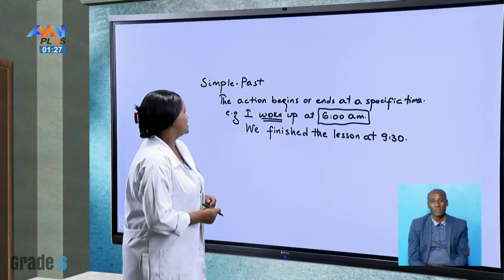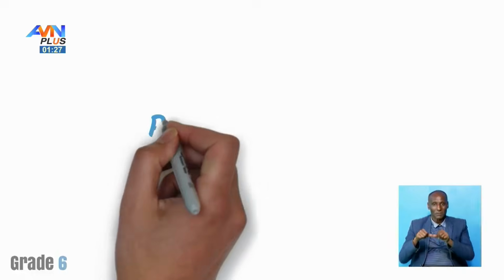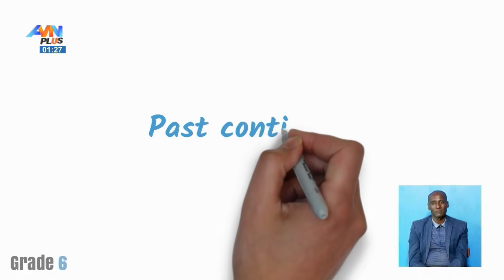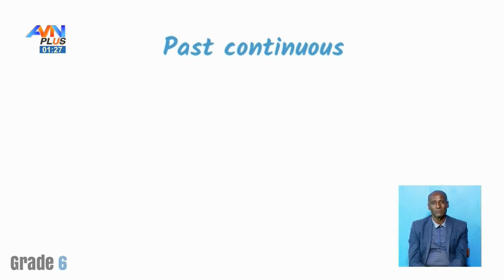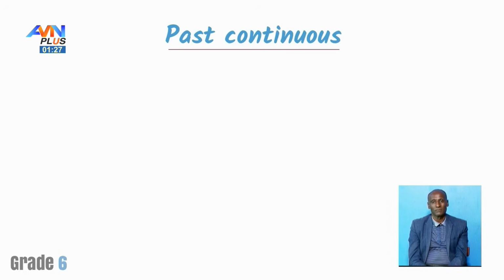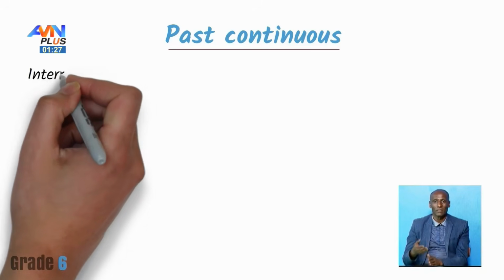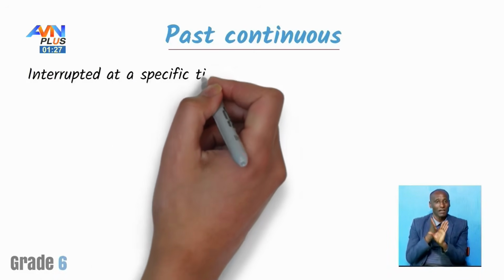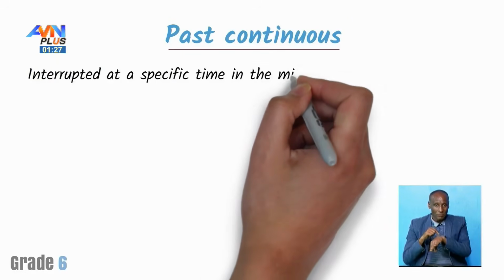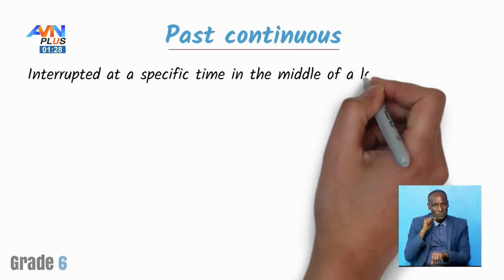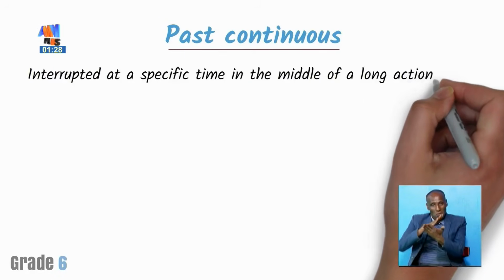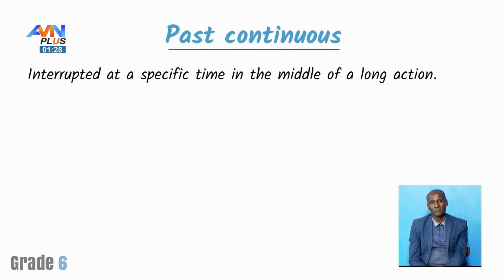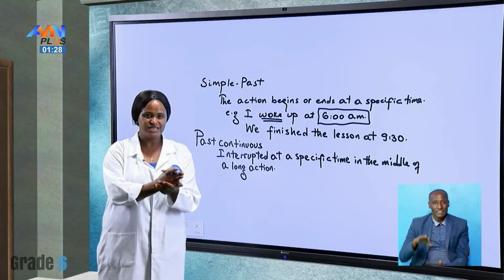But when it comes to the past continuous, look, past continuous is interrupted at a specific time in the middle of a long action. Okay? It gets interrupted at a specific time.